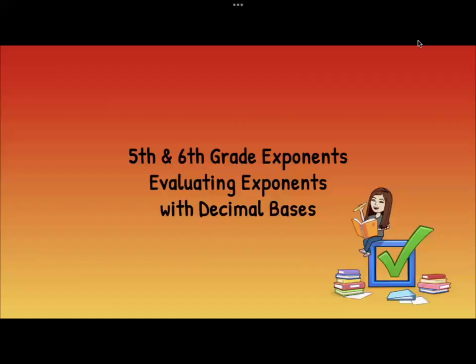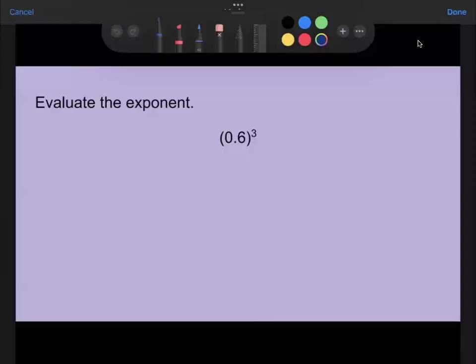Hello and welcome back. This is another 5th and 6th grade exponents video where today we're going to be focusing on how to evaluate exponents that have decimal bases. Okay, here is our first example. We're going to evaluate the exponent 0.6 to the third power.